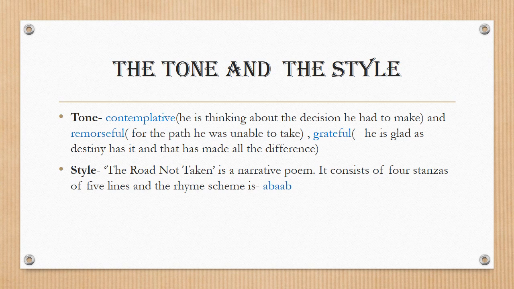Considering the tone and the style of this remarkable poem, we can say the tone of the poet is contemplative when he is making the decision, and again he becomes regretful when he's unable to take both the roads, and finally he is grateful because he is glad as destiny has it, and that has made all the difference. Now, The Road Not Taken is a narrative poem, and simplicity, clarity, and preciseness are the hallmarks of all the four stanzas, each consisting of 5 lines, and the rhyming scheme of this poem is ABAAB.